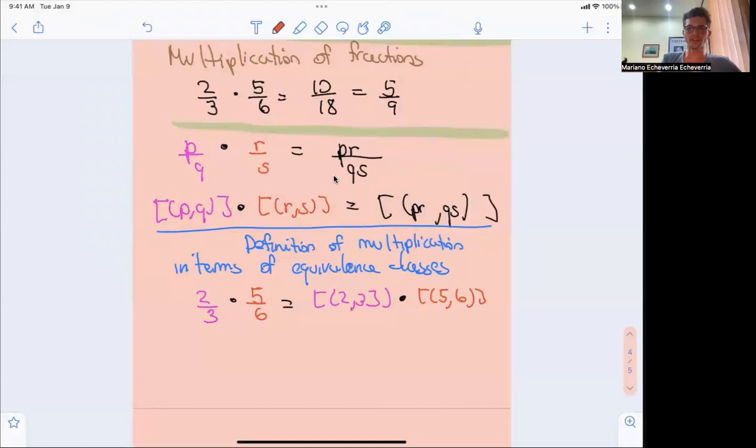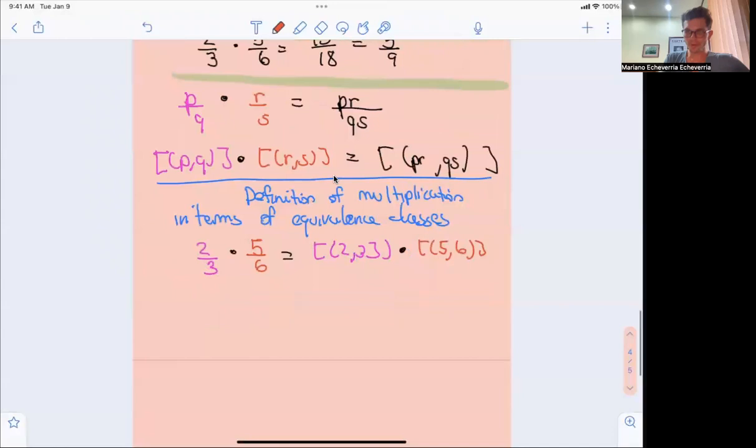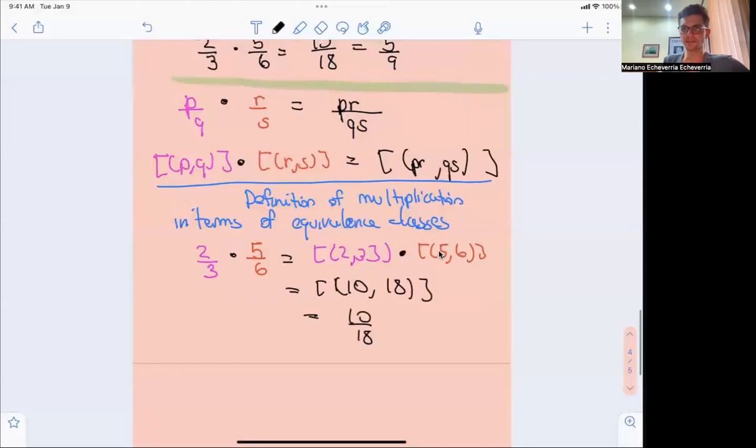Sorry about that. So what would that be equal to? If you follow this rule, that should be the equivalence class of 2 times 5, which is 10, and 3 times 6, which is 18, right? Which should correspond to the number 10 over 18, right? So it does seem to be making sense.